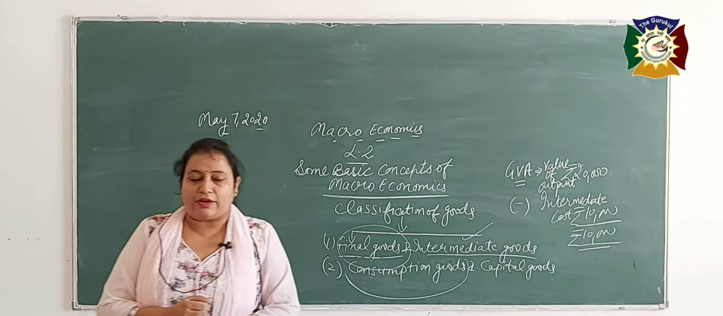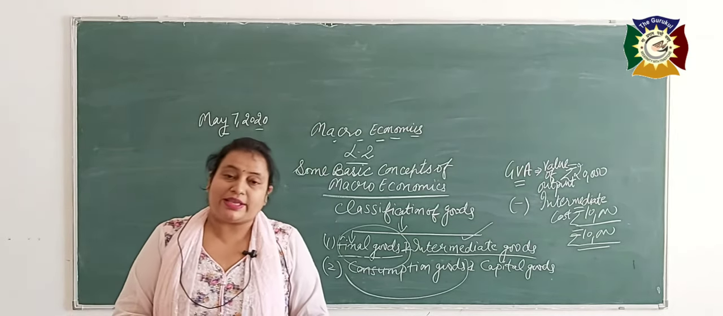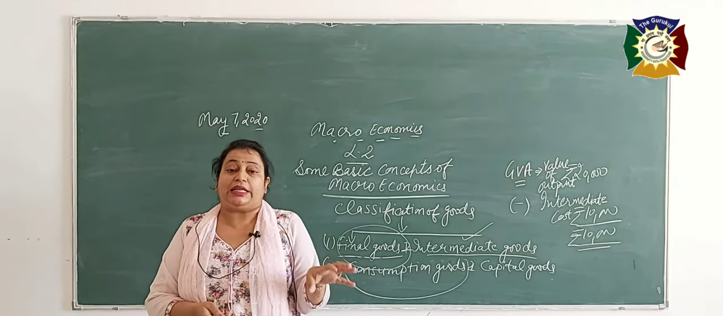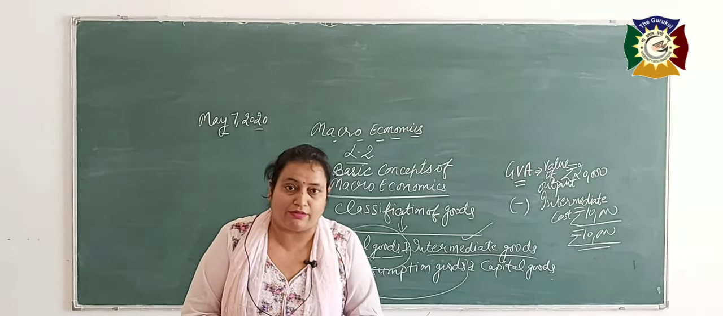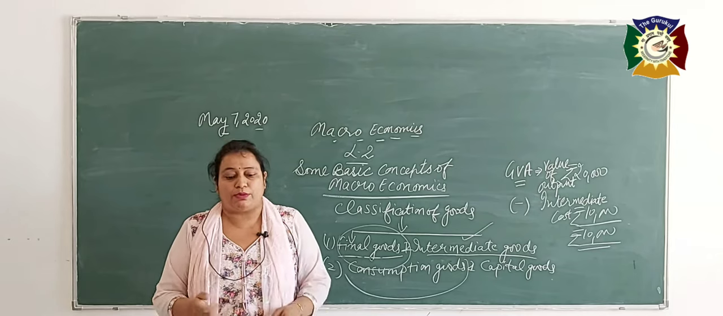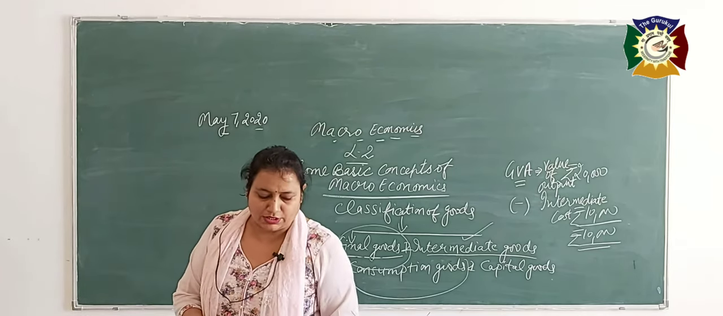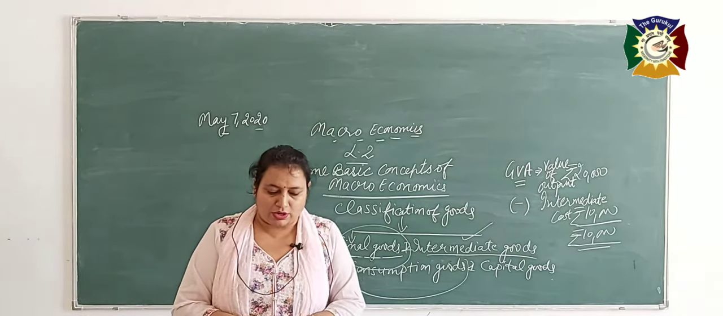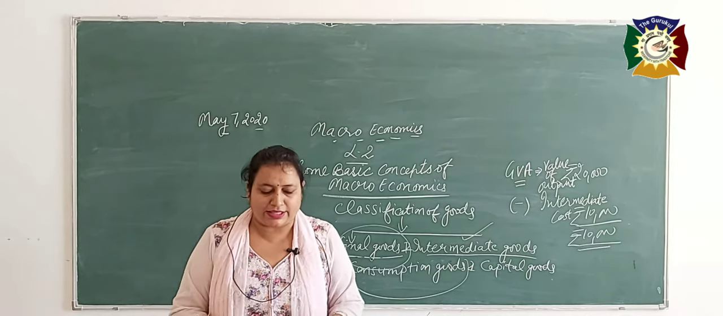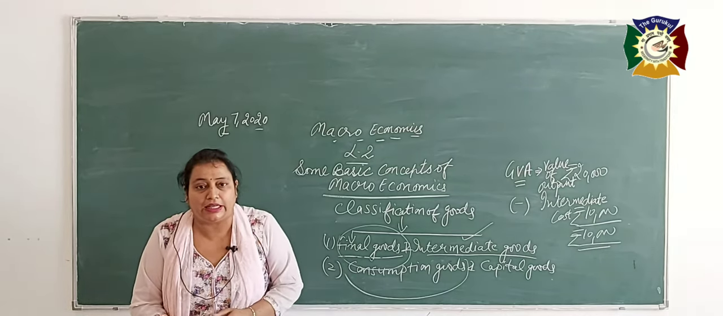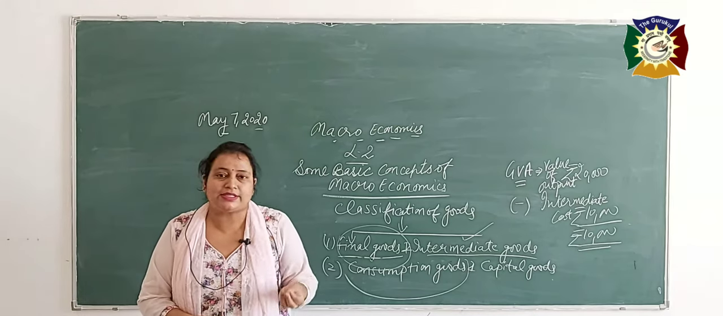Now, capital goods are fixed assets of the producer. For example, a tailor purchases a machine. Why is he purchasing it? Because he will earn money from this. So this is known as the fixed asset of the tailor. So what will it be called? It will be called his fixed asset.